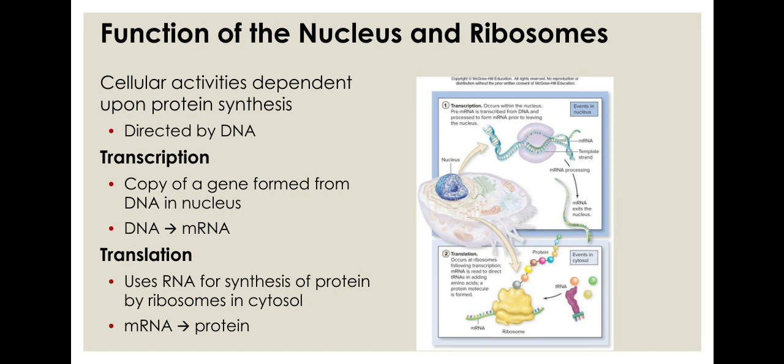So, how does this making of proteins work? Well, basically, it is directed by the DNA. We have first transcription, where we're going to make a copy of the gene that is in the DNA in the nucleus. So, we are taking the DNA and we are making a messenger RNA. Then we have translation, where that messenger RNA is going to head to a ribosome in the cytosol, and we are going to then use transfer RNA and make a protein.